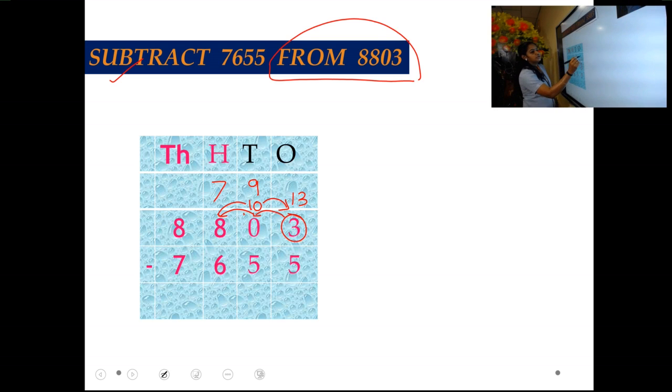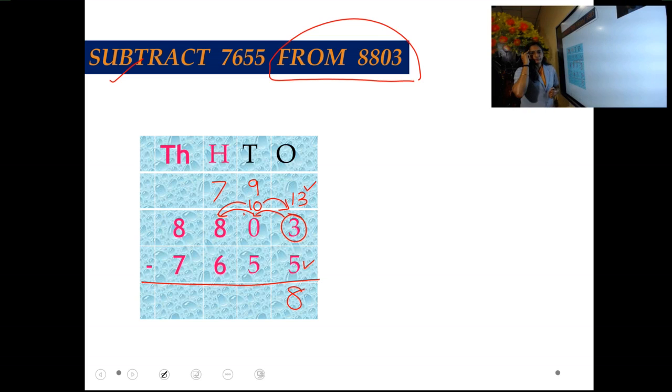Okay. Now the new numbers in ones place are 13 and 5. So you have to subtract it. 13 minus 5. 13 in mind, 5 in hand. Before counting 12, 11, 10, then 9, 8.